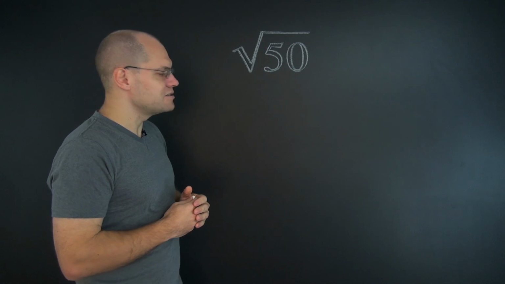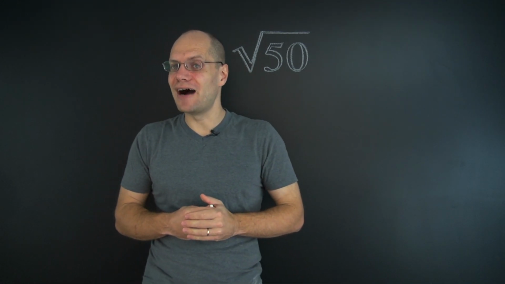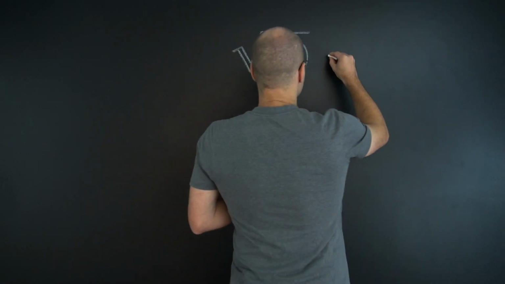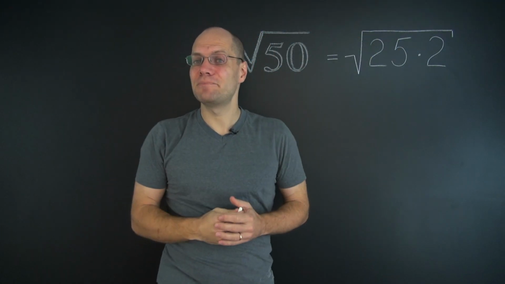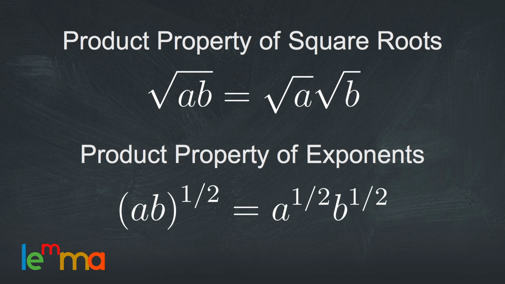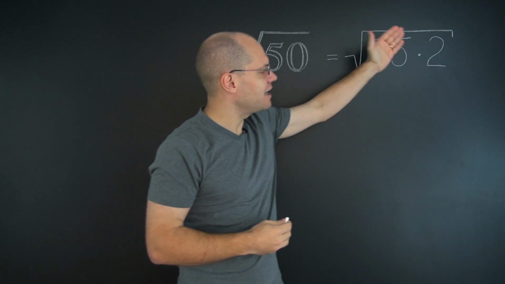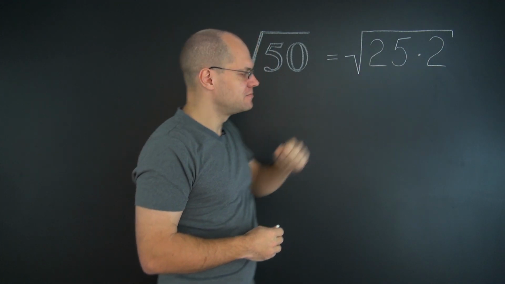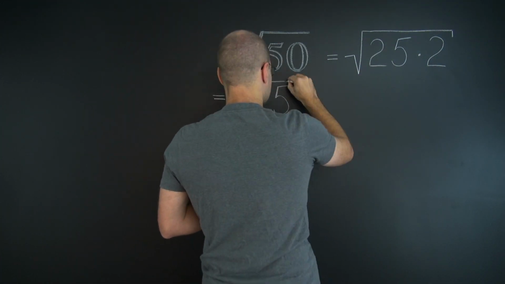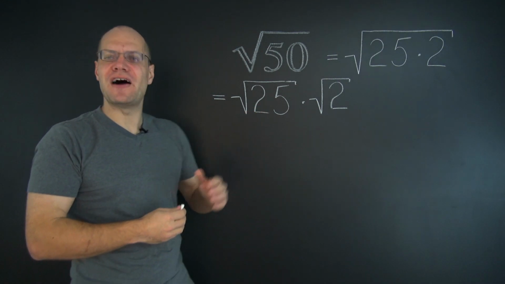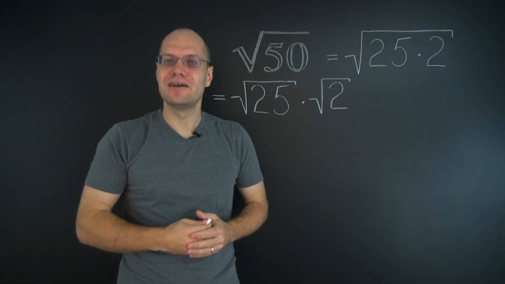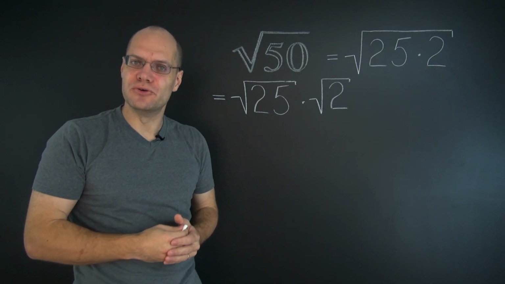Let's write 50 under the square root as 25 times 2. Next, by the product property, this square root can be split into a product of the square root of 25 and the square root of 2. And of course, the square root of 25 is 5, so the final answer is 5 times square root of 2.